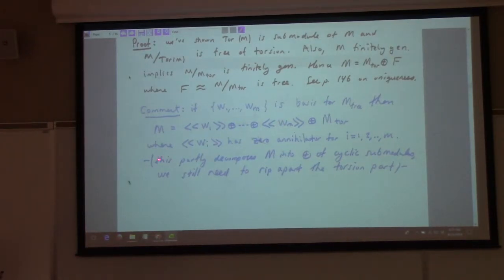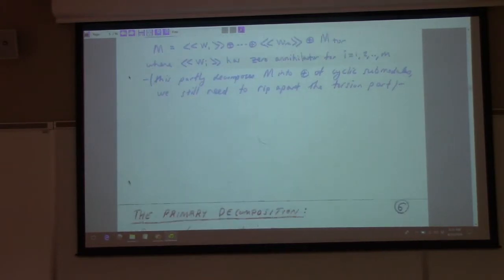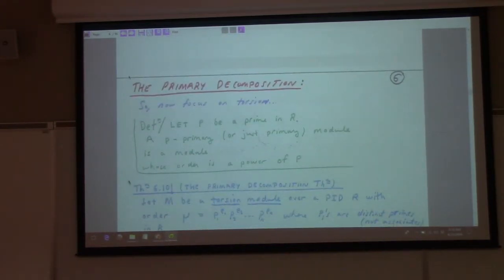So this partly decomposes M into a direct sum of cyclic submodules, but we still have to study how the torsion rips apart itself into cyclic submodules. That's most of what we're talking about today. All right. So I'm going to keep following Roman here. And what Roman does at this point is he focuses attention on torsion.